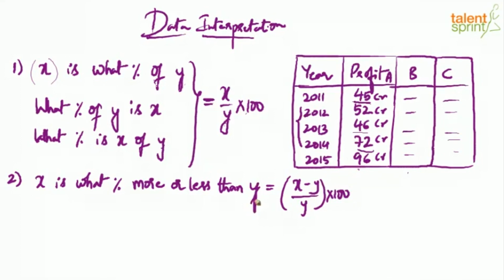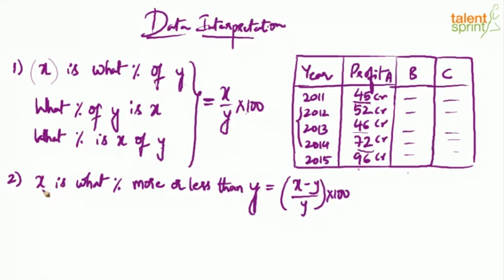line graphs and bar graphs, right? X is what percentage more or less than Y. What do we do? X minus Y by Y into 100. So the first value is what percentage more or less than the second value. So first value minus second value divided by second value into 100. Again here, focus on the denominator.